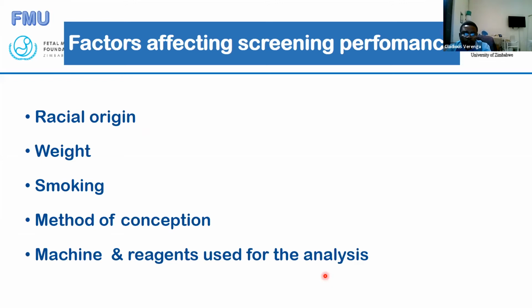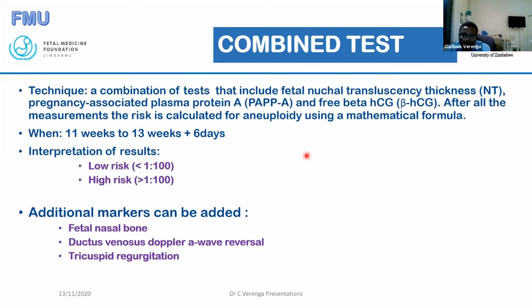samples. And the combined test, which is the most common test done in our region, in most parts of Europe and probably America, but most countries are now moving to fetal cell-free DNA tests. So this test will include the proteins, which is pregnancy-associated plasma protein A, which is PAPP-A, and the free beta hCG on top of the nuchal translucency and the maternal age. It should be done between 11 weeks to 13 weeks and 6 days.